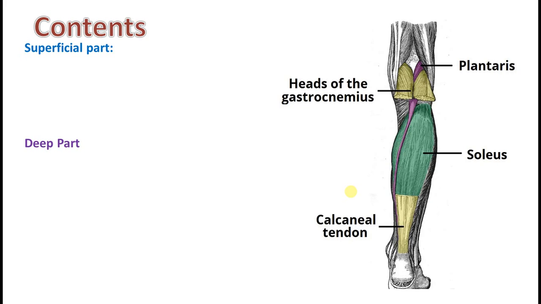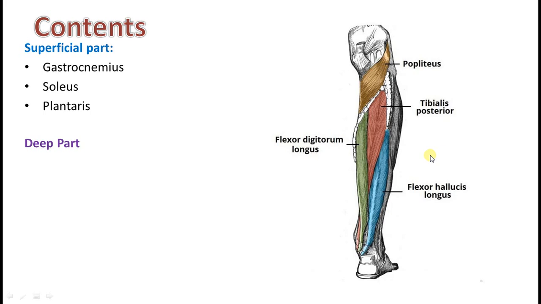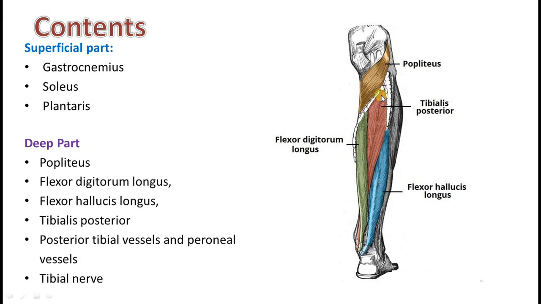Superficially you have the gastrocnemius, plantaris and soleus, three muscles. In the deep group you see here four muscles: tibialis posterior, flexor digitorum longus, flexor hallucis longus and popliteus muscle. Okay, so popliteus, tibialis posterior, flexor digitorum longus, flexor hallucis longus, four muscles. Then you have the posterior tibial vessels and the tibial nerve.